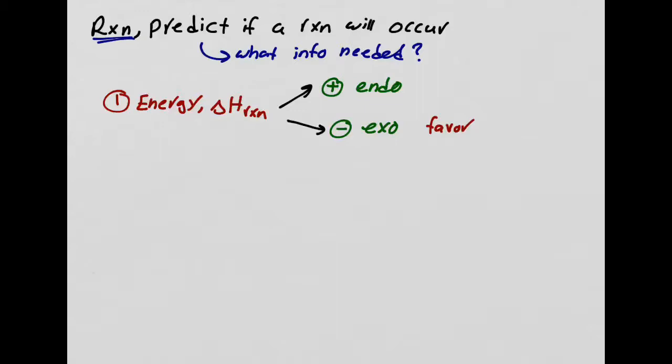Now here's the thing. There are endothermic reactions that do happen, because some reactions are endothermic, some reactions are exothermic. So even though exothermic is favored, we do have reactions that are endothermic. So there has to be a second component to predict if a reaction will happen or not happen. It's not just based on is it endothermic or exothermic. Now that second information, the second component is entropy.